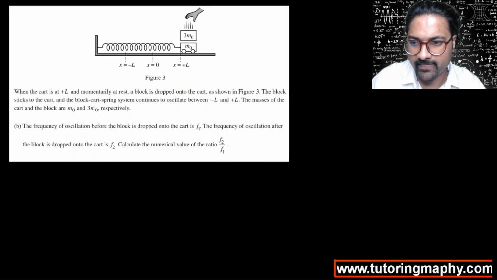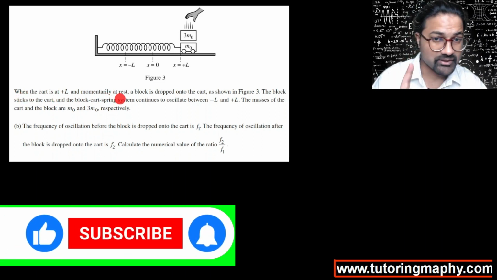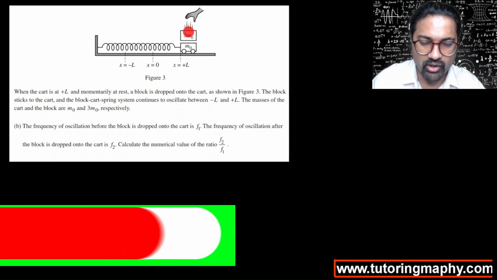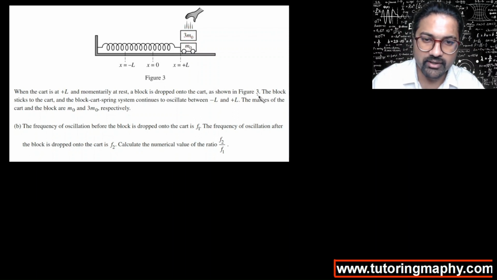Oh, this is interesting. They are pretty much mixing momentum in SHM. When the cart is at plus L and momentarily at rest, this is really important, momentarily at rest, a block is dropped onto the cart as shown. We can clearly see that a 3m0 block is dropped on the cart of mass m0, and the block sticks to the cart, and the block cart spring system continues to oscillate still between negative L and L, right? So amplitude doesn't change. The masses of the cart and the block are m0 and 3m0 respectively. That's fine, we can see it.